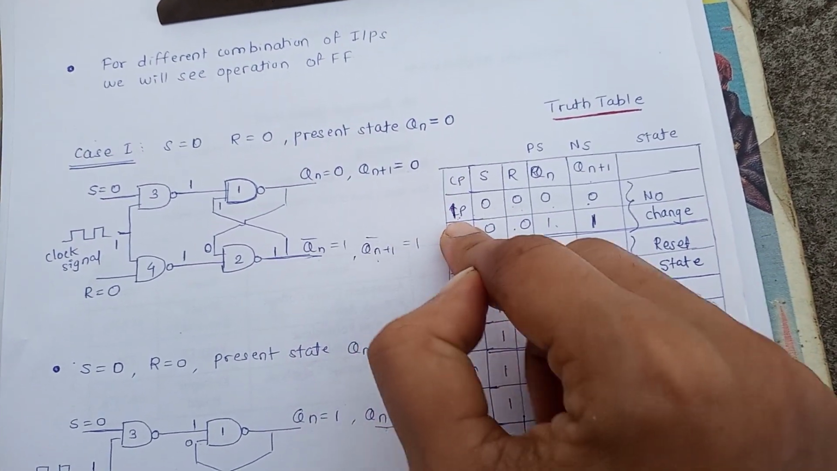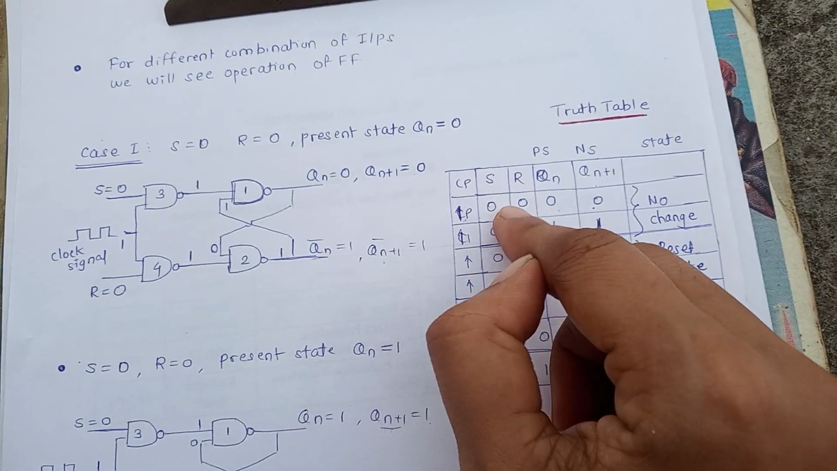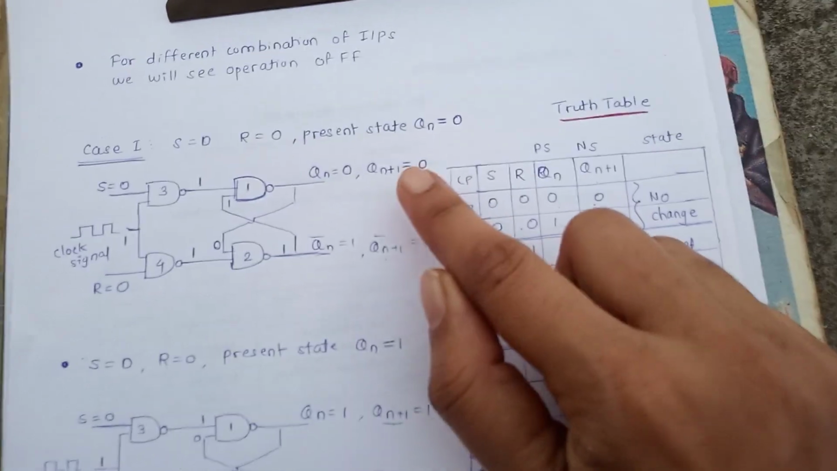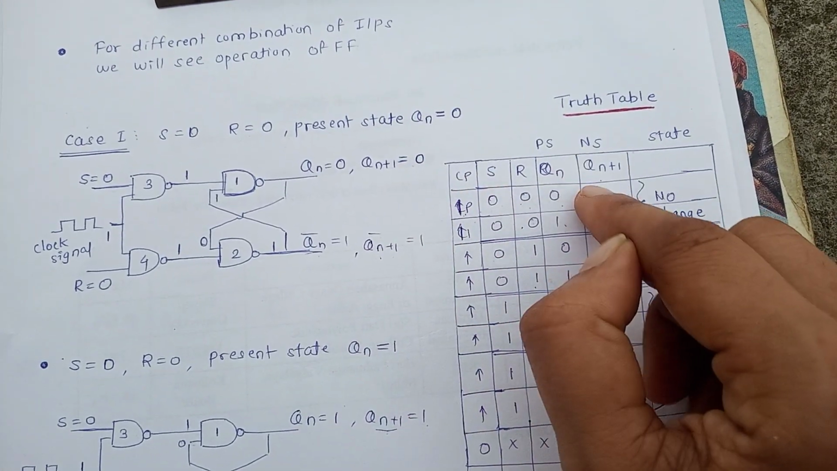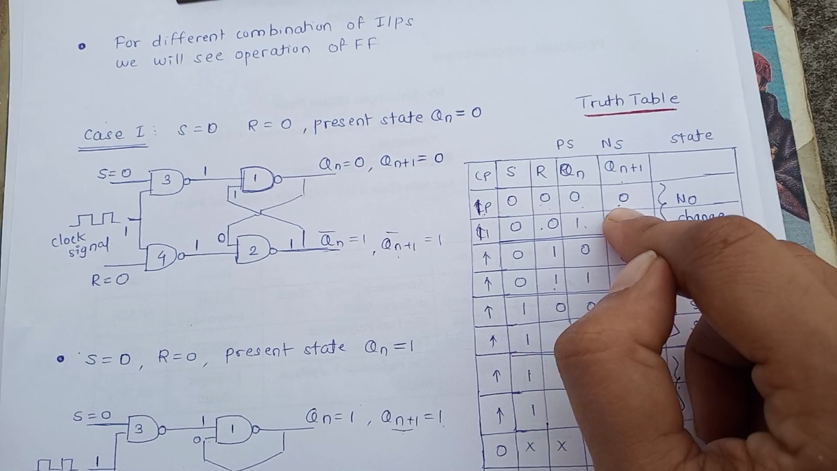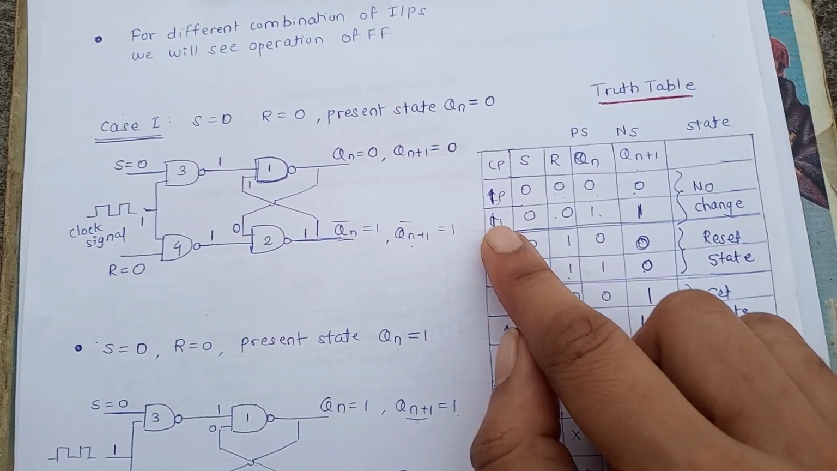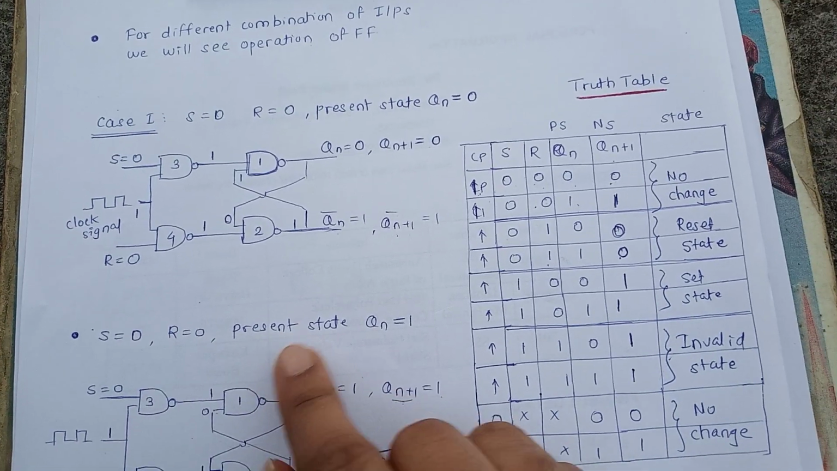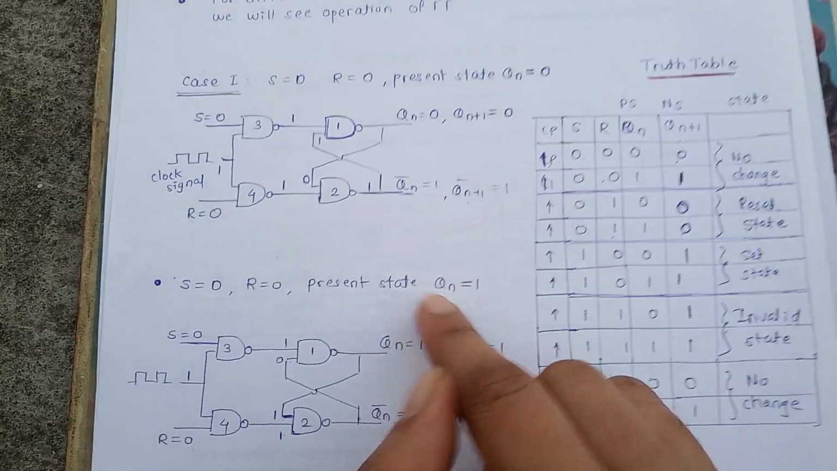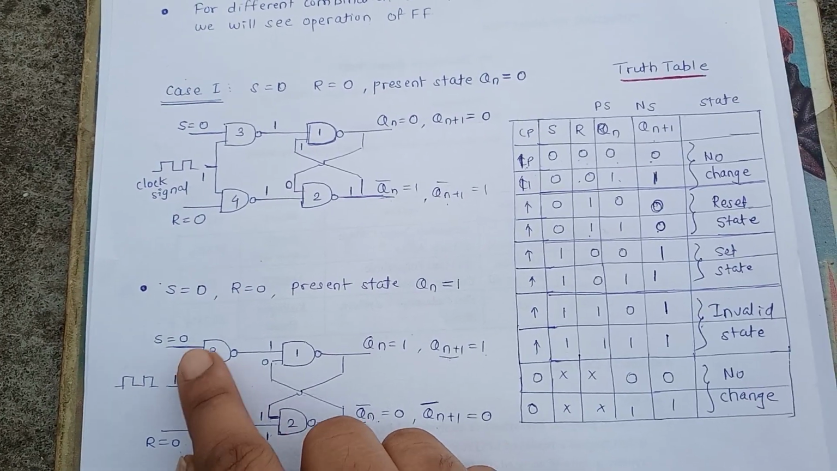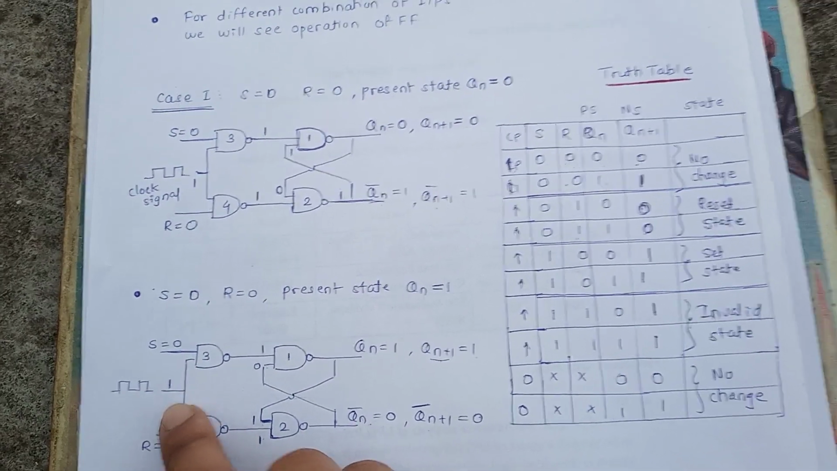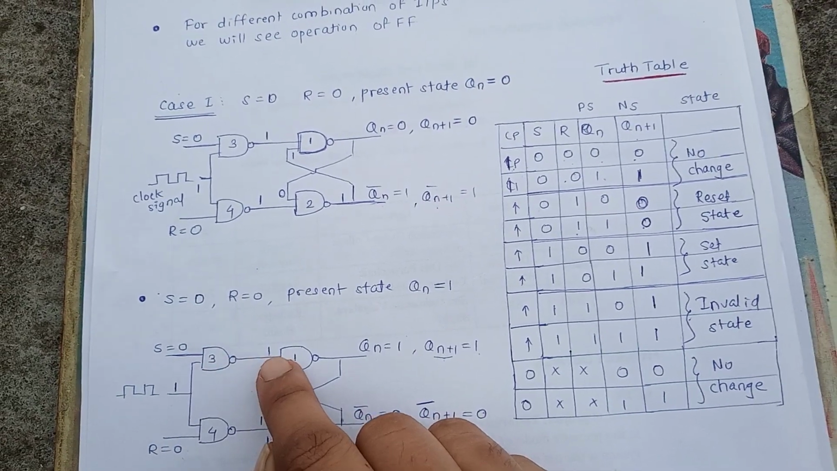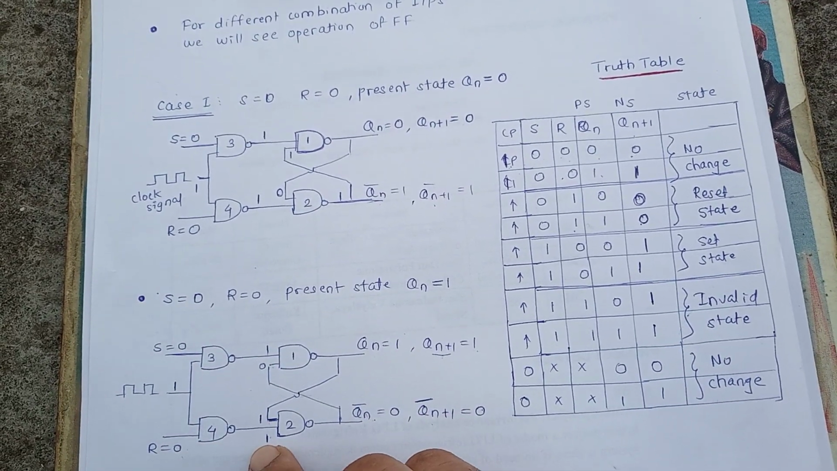Clock pulse is applied here, S equal to 0, R equal to 0, present state Qn equal to 0, and now we get next state as a 0. Now we will see the next case, that is S equal to 0, R equal to 0, and present state Qn equal to 1. Now from this diagram, S 0, R 0, clock 1 and Qn equal to 1. Now one input for NAND gate is 0, so it produces output 1. R equal to 0, it produces output 1.